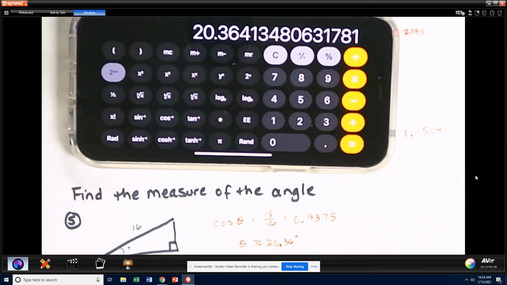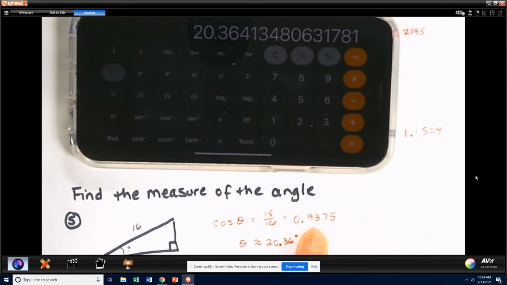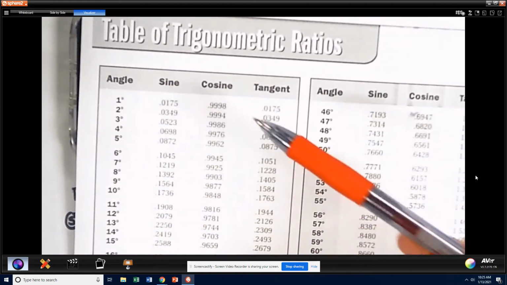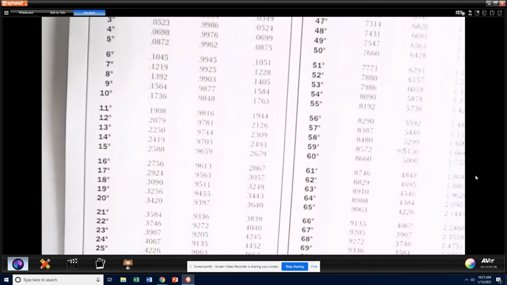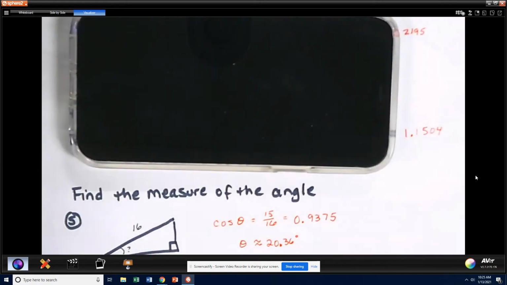So I could again have used my trig table, a little harder in this case, but I know that the decimal for the cosine is 0.937. So I look in my cosine table, I go down the cosine column till I get to about 0.937, and it's around here. Here's 0.9336, here's 0.939, so it's somewhere between 20 and 21 degrees, and indeed our calculator told us it was 20.36 degrees.